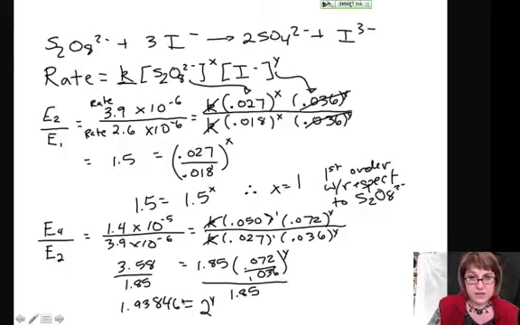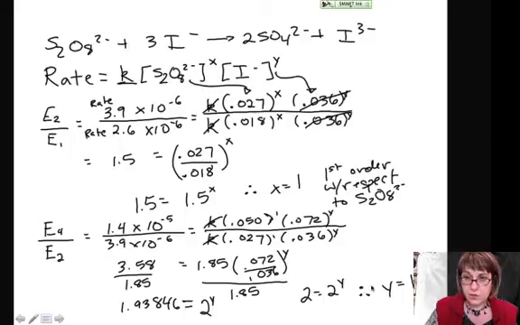So even though this doesn't work out exactly perfect, we could say that this is like having 2 equals 2 to the y power. Therefore, the value of y is 1. So this reaction is first order with respect to the iodide as well as the thiosulfate. So what we can do now is write the rate law.